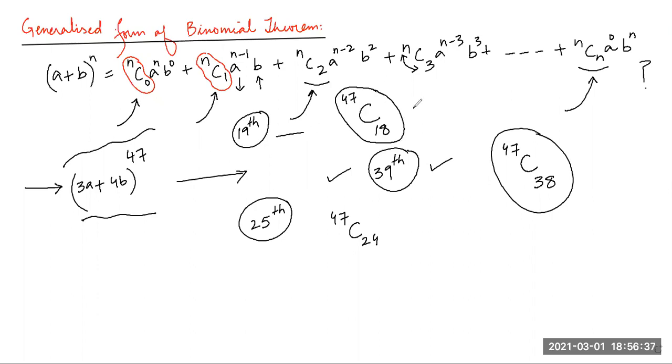This 3a, and then raised to 47 minus 18, whatever comes. You decide it for yourself. And then the second term is 4b, whole raised to power 18. So exactly, you see, without expanding, we are able to find the 19th term. That's beautiful. So that is all based upon the pattern the binomial follows. Thank you very much.